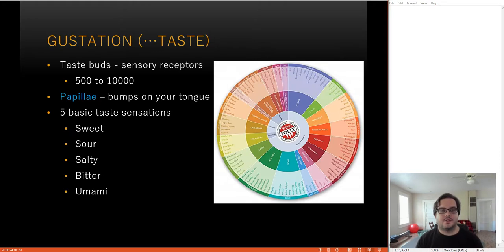Gustation or taste is accomplished through what are called taste buds. You've probably heard of taste buds before. Many people think that those bumps on the surface of your tongue are taste buds. That's actually not correct. Those bumps on your tongue, that you can physically feel, are called papillae. The papillae are these larger structures, and within them and between them, that's where you find taste buds.